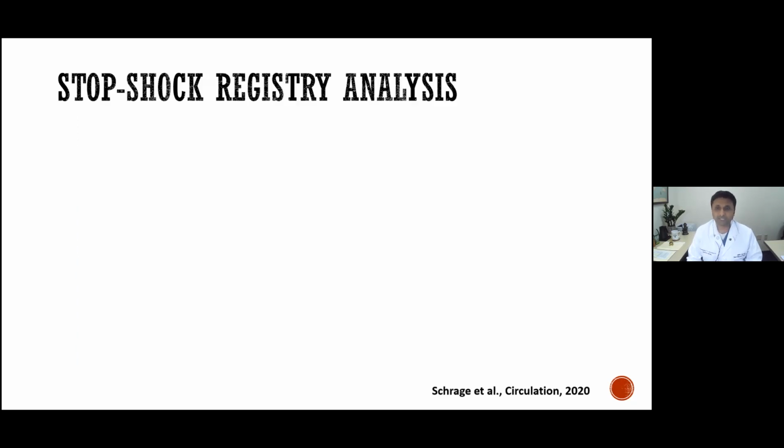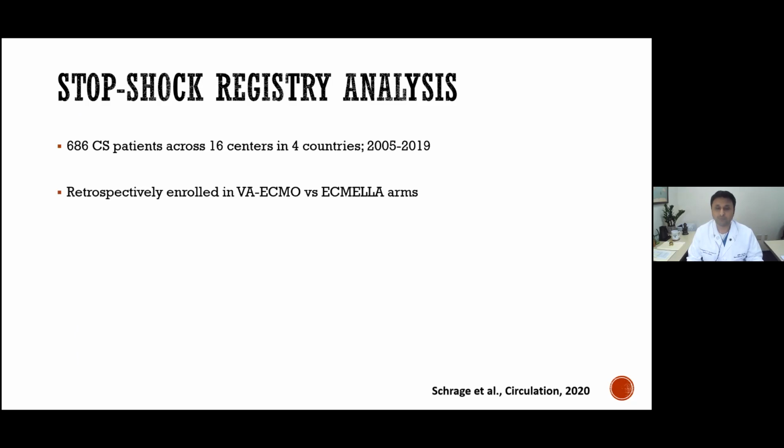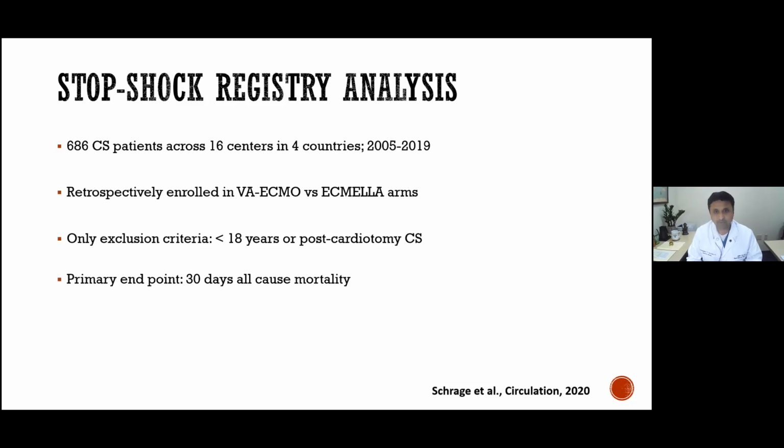That brings us to the STOP SHOCK registry analysis of this trial, where 686 cardiogenic shock patients across 16 centers in 4 countries were analyzed. These were patients that were enrolled in this registry between the years of 2005 and 2019, and then retrospectively analyzed and categorized into cohorts of VA ECMO versus VA ECMO plus Impella arms. The only exclusion criteria was if you were younger than 18 years or if your cardiogenic shock was post-cardiotomy. And the primary endpoint that they looked at in this study was 30-day mortality from all causes.